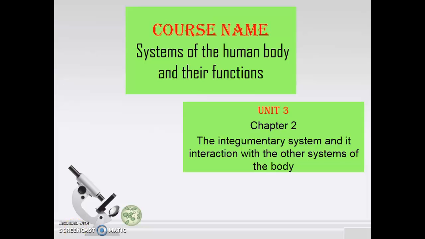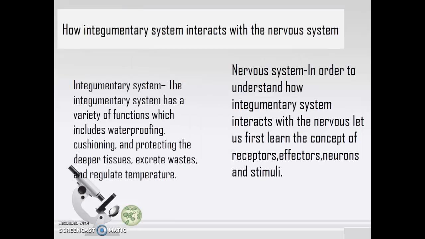Hello everyone, we are going to continue with chapter 2 of unit 3, which is the integumentary system and its interactions with the other systems of the human body. The course name is the same, that is systems of the human body and their functions. Before we start, in our last session we learned how the integumentary system interacts with the circulatory system of the human body. In today's class we are going to learn how the integumentary system interacts with the nervous system of the human body. So let's get started.